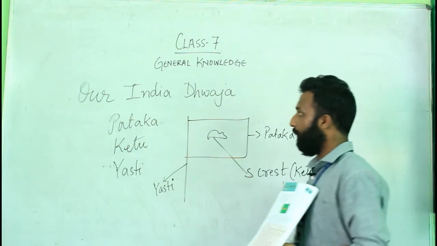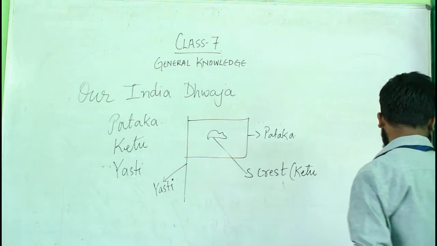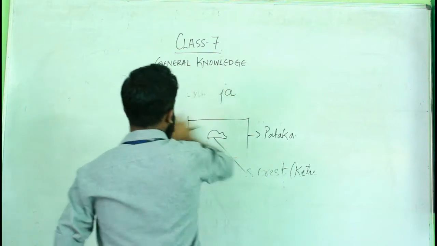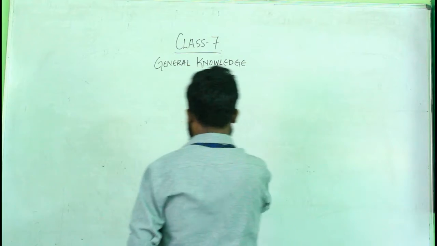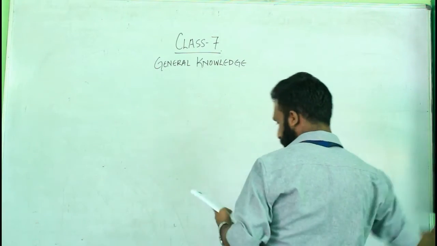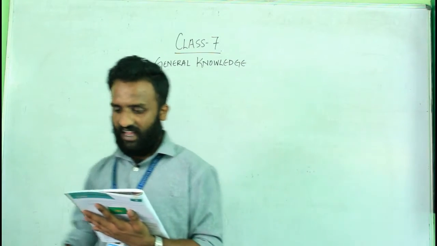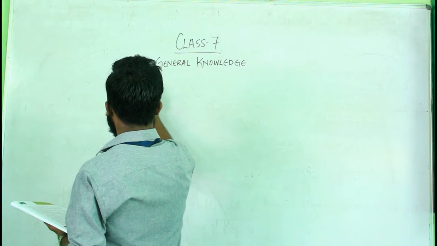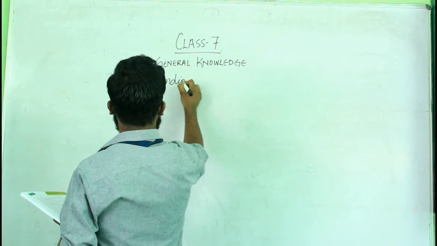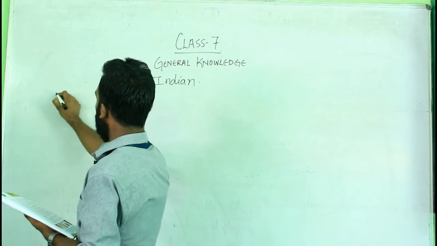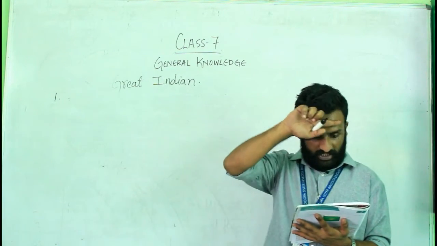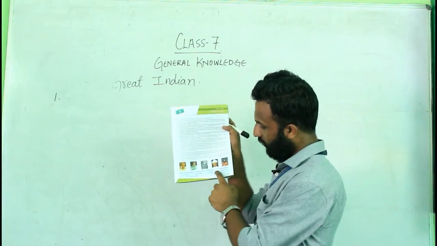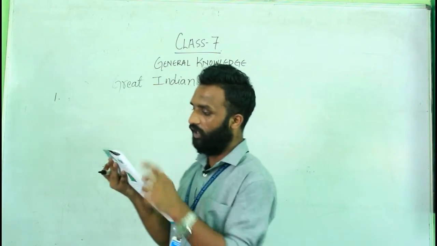Okay, so this is all about chapter 2 of general knowledge. Now let's go to the next chapter, chapter 3. So what is chapter 3? It's about our India, great Indians. There are some fill-in-the-blanks questions that we have to answer. The options are also given here, so you can take the help of these options and write the answers.